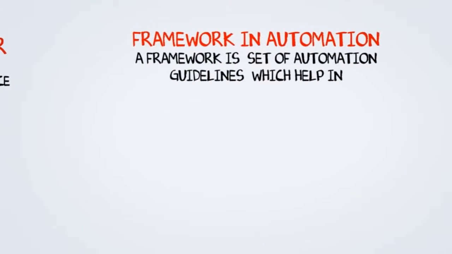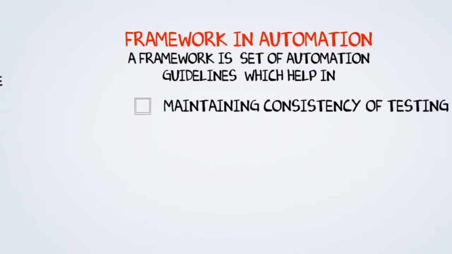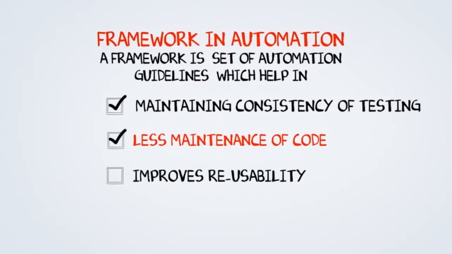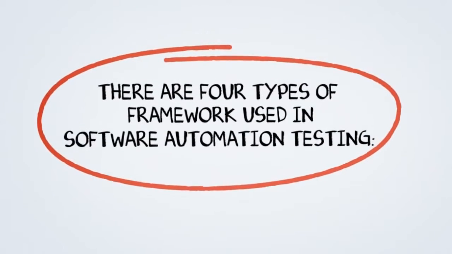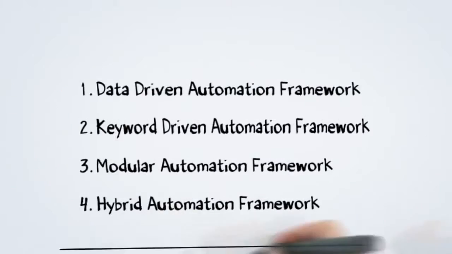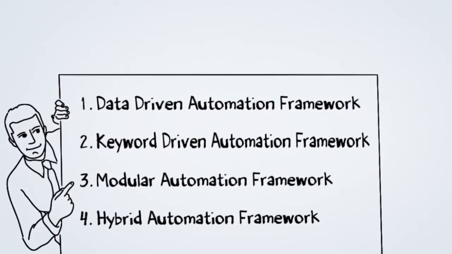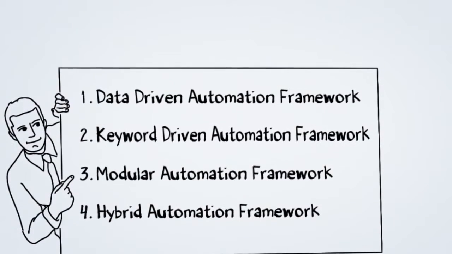Framework in automation. A framework is a set of automation guidelines which help in maintaining consistency of testing, less maintenance of code, and it improves reusability. There are 4 types of framework used in software automation testing: data-driven automation framework, keyword-driven automation framework, modular automation framework, and hybrid automation framework.